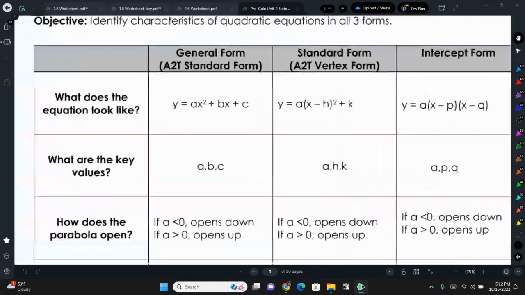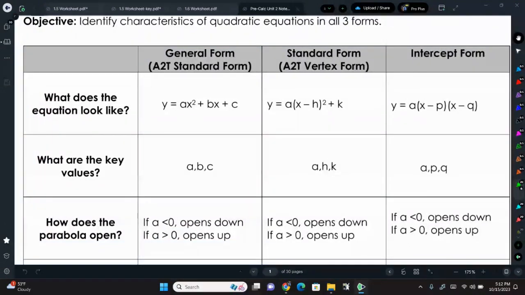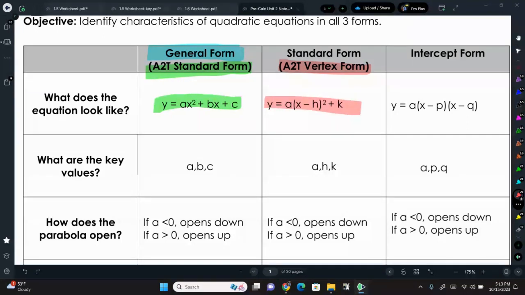So we have our three forms. Last year we called ax squared plus bx plus c standard form. Our textbook now calls that general form. So the general form of a quadratic is ax squared plus bx plus c. That's not too bad. However, when you get over to what we would call vertex form, with our a, h, and k values, our textbook calls that standard form.